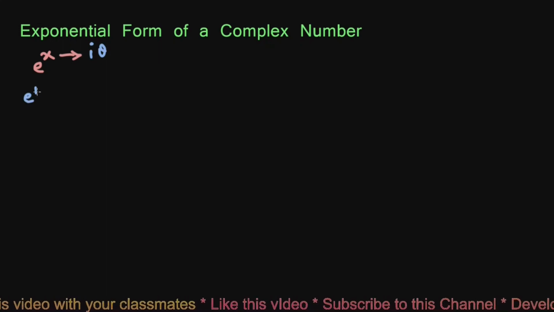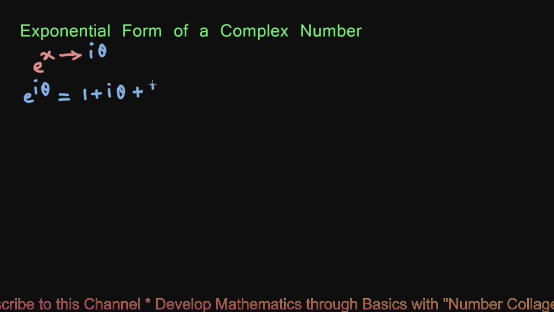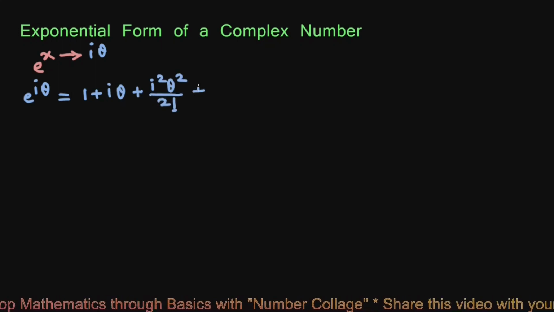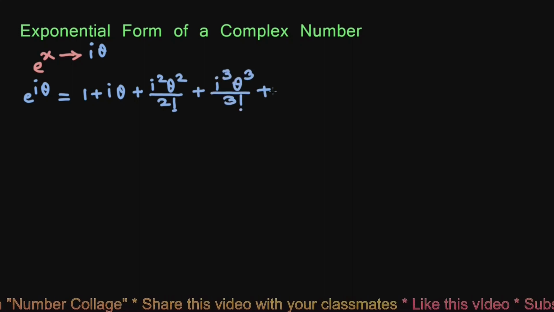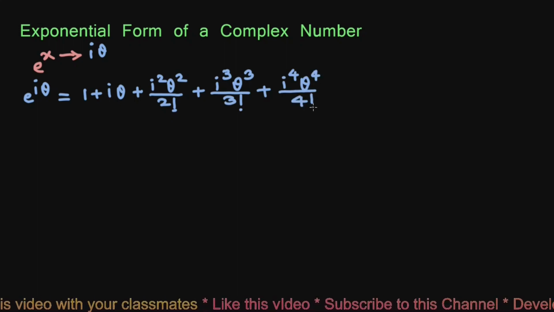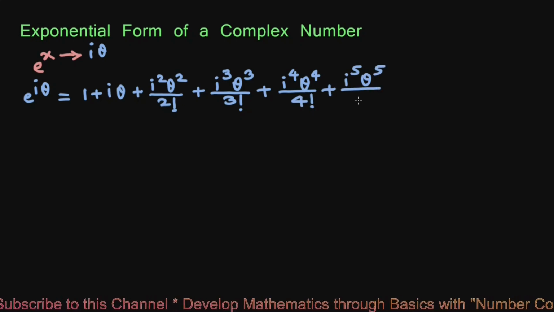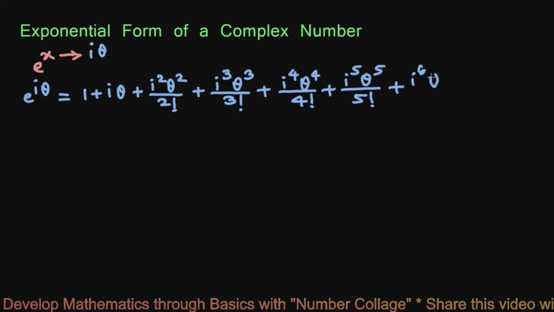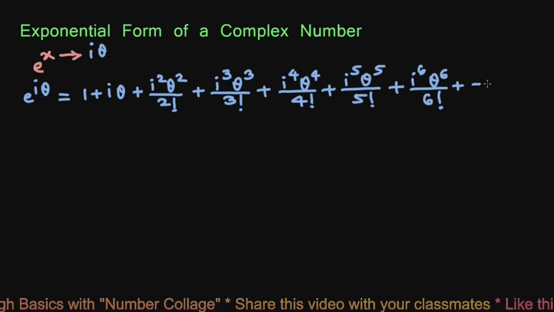So e raised to i theta will be 1 plus i theta plus i square theta square upon 2 factorial plus i cube theta cube upon 3 factorial plus i raised to 4 theta raised to 4 upon 4 factorial plus i raised to 5 theta raised to 5 upon 5 factorial plus i raised to 6 theta raised to 6 upon 6 factorial plus so and so forth.